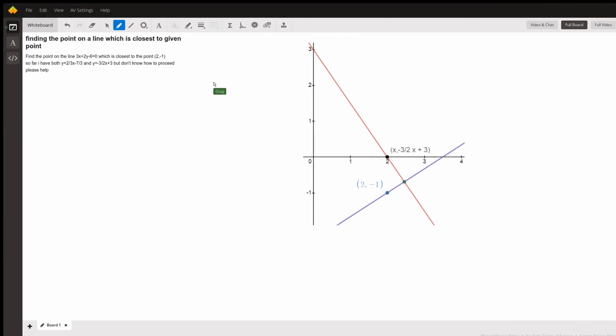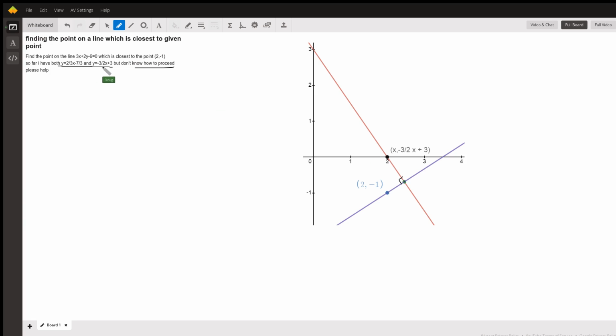Okay, there's actually two ways to solve this problem, at least two that I can think of. One way is to use the technique that you're using right here, and that's to find the equation of the line that's perpendicular to the original line and passes through 2, -1. Because the distance from 2, -1 to the red line will be along the perpendicular. So if we could find the point of intersection of these two lines, that's how you proceed.